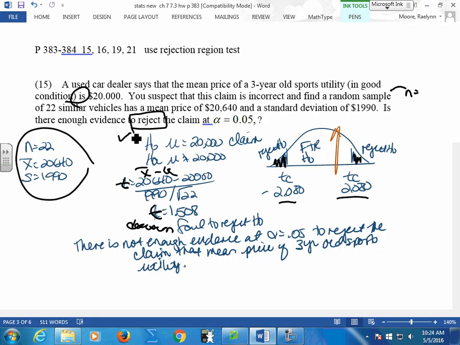There is not enough evidence at a level of significance of 0.05, fill in the blank parts, to reject the claim that the mean cost of a price of a 3-year-old utility is $20,000. I want to see those words in there because this is the last thing you present to somebody, and that's what they're going to look for. So you don't have enough information to reject their claim. Your information didn't support it, but agreed with it, took it as good. Remember, we always test the H0.